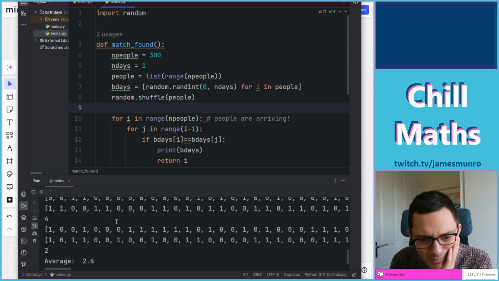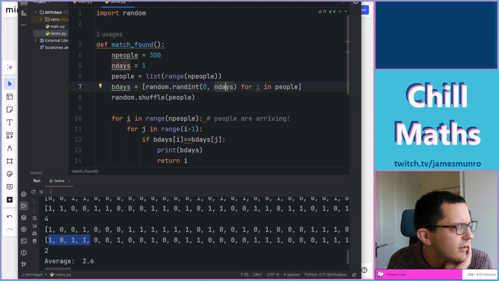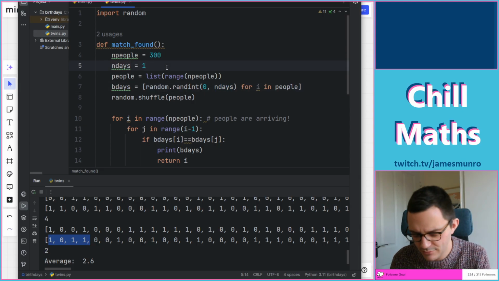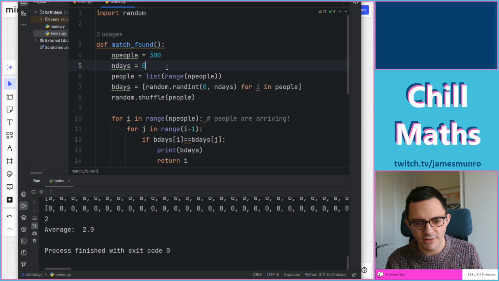Wait, what? Why are their birthdays either 0 or 1? I thought randint was going to give me... I thought randint wasn't going to do that. It's giving me the... If end days is 1, I thought it would never give me 1. Okay, let's set that to 0 and see what that does.